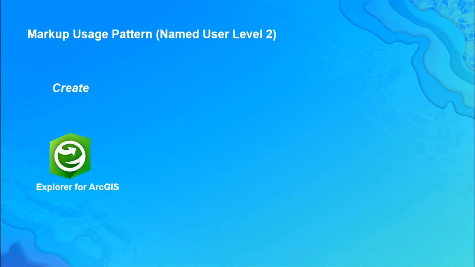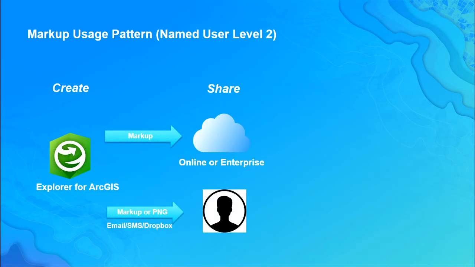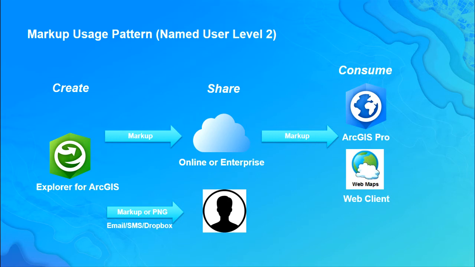For level 2 named users, as I mentioned, they have a little bit more functionality available to them. They have the sharing of the image thing, if that's something that they want to do kind of quick and dirty on the fly, just get some information out right away. But they also have that ability to share to online or enterprise. And once it's out on online or enterprise, it is a feature collection. Is that right? Well, it's an actual markup item, which behind it is using the feature collection spec. Yep. So it's a markup item in ArcGIS, and that can be consumed by Pro or any web client that's out there that supports reading markup.